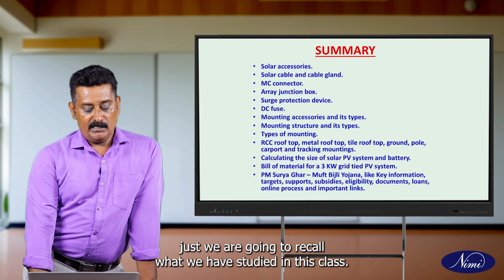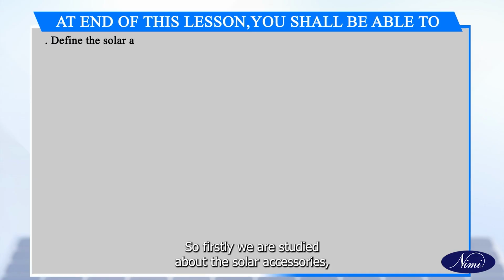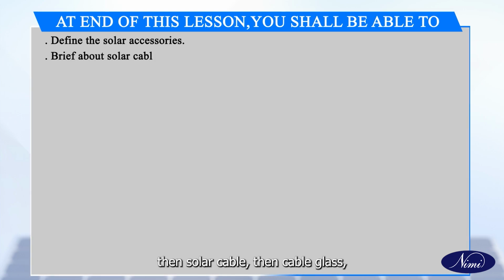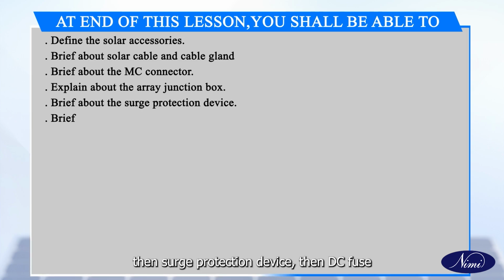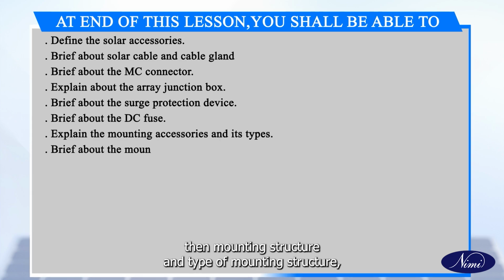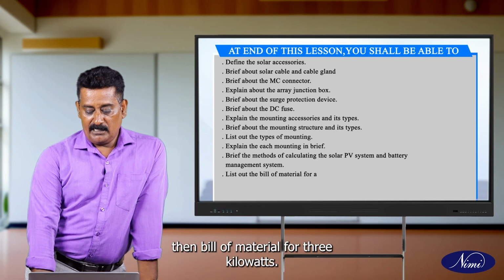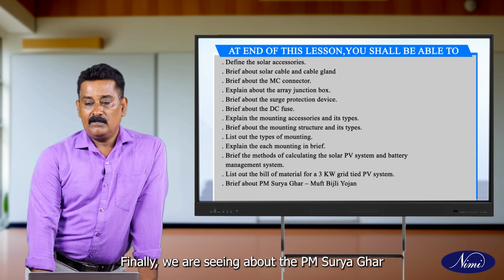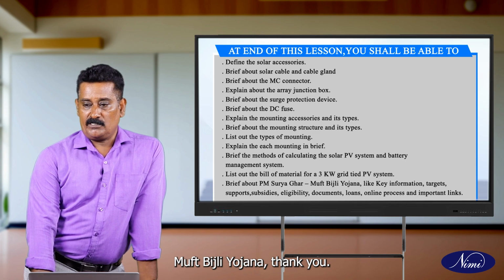Just we are going to recall what we have studied in this class. So, first we studied about the solar accessories, then solar cable, then cable gland, then MC connector, array junction box, then surge protection device, then DC fuse, mounting accessory and types of mounting accessory, then mounting structure and types of mounting structure, then calculating the sizing of PV system and battery, then bill of material for 3 kilowatts grid tied PV inverter. Finally, we are seeing about the PM Surya Ghar Muft Bijli Yojana. Thank you.